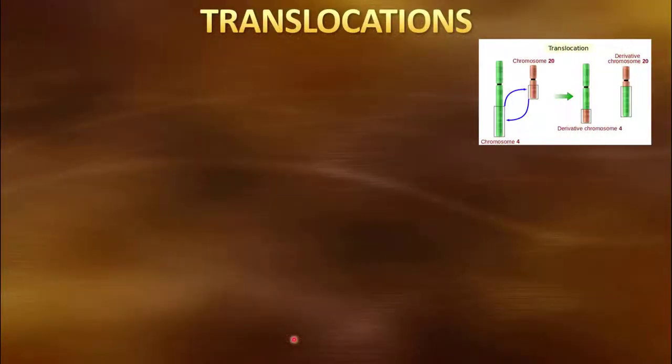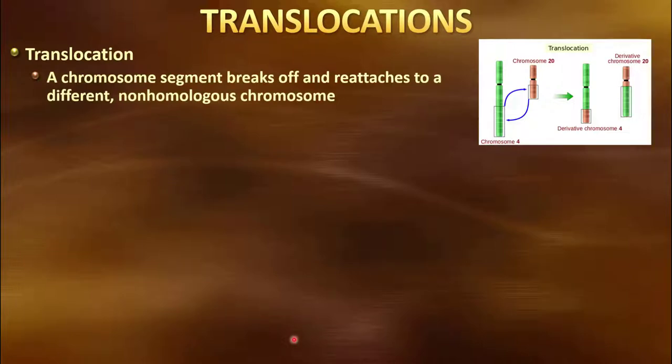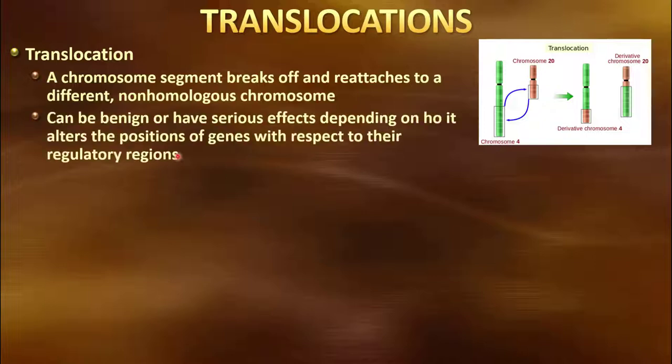Next, we have translocations. This is a type of mutation. This is a mutation where a section of chromosome breaks off and then reattaches somewhere else to a non-homologous chromosome. It can have very serious effects or it could be benign. It just depends on how it alters the positions of the genes with respect to their regulatory region.